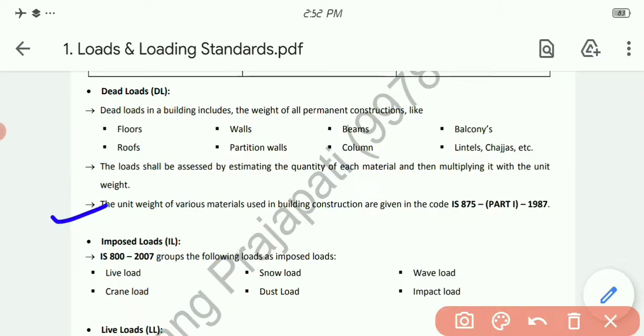The unit weights of the various materials used in building construction are given in the code IS 875 part 1, 1987. Now moving forward, the second load, that is imposed load. The IS 800 2007 version gives the following as imposed loads: live load, crane load, snow load, dust load, wave load and impact load.